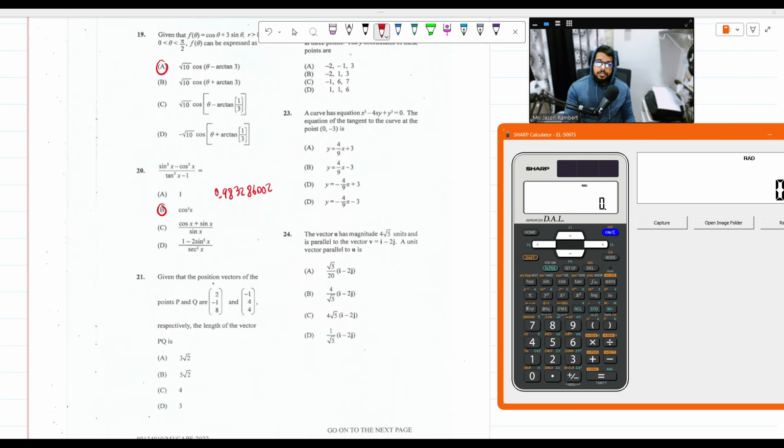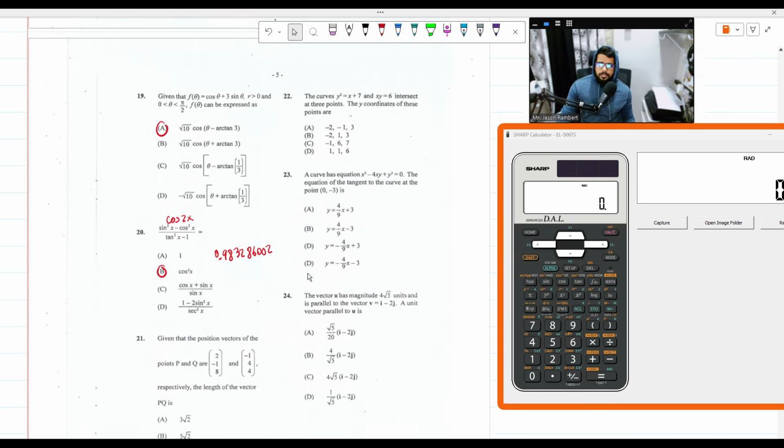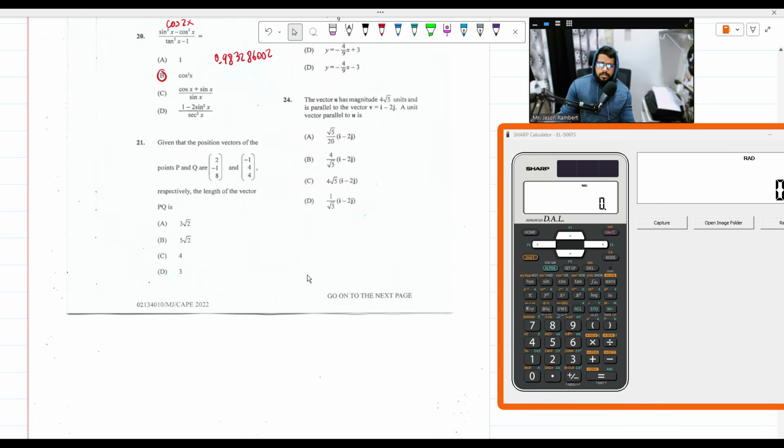Easier way to do this, the numerator is cos 2x. So you could go ahead and do that, and the denominator, tan squared x minus 1, that is going to be sec squared x, I think, right? But you could just put cos 2x on top and use that on the calculator instead of sin squared x minus cos squared x.